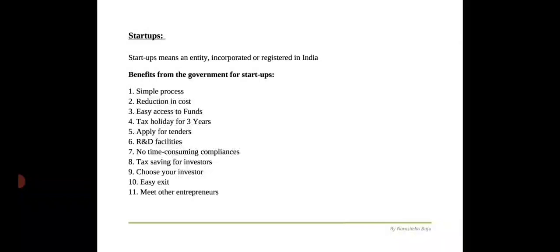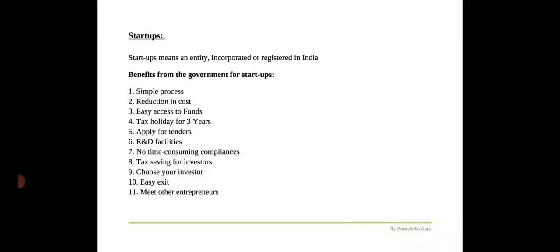We can discuss it as not prior to 7 years, however for biotechnology startups not prior to 10 years. It means an organization should have prior organizational activity of up to 7 years, but in the case of biotechnology it should be at least 10 years, because biotechnology is related to research and development. It takes a long time to succeed in any organization in the field of startups, and it should have an annual turnover not exceeding 25 crores in any preceding financial year.